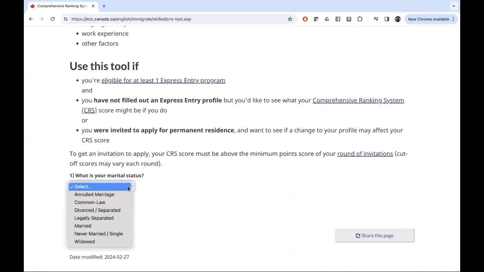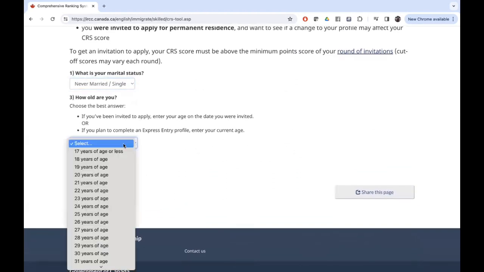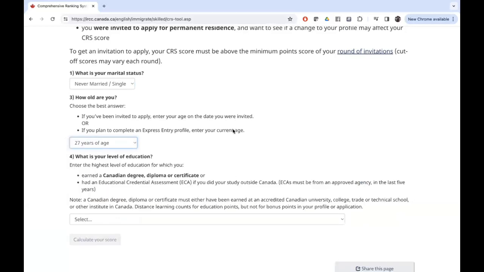So what is your marital status? Let's say for now we say single. So how old are you? So this varies, like your age. If you are above 32, you get different marks. If you are like below, like you're 27, 26, you get different marks. So depending upon your situation, by the time you are applying, like when you lock your application, at that time calculate the age marks and see what is your score. So for now we say, okay, I'm 27.